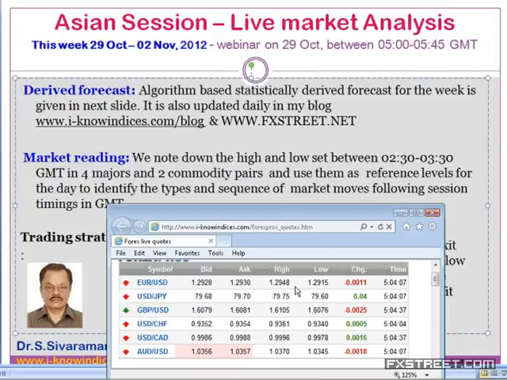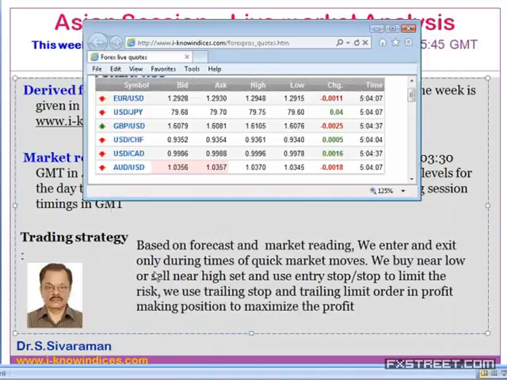So we try to note down the initial low and the high around 3:30 GMT in 4 majors and 2 commodity pairs, and later on we try to find out what is the type of move they are trying to do as the day proceeds. And still our reading can go wrong. As long as we are human, there is a possibility that we can go wrong. In such a scenario, we have to necessarily preserve our equity. And there is no point in telling that my forecast has come true or it has not happened and things like that.